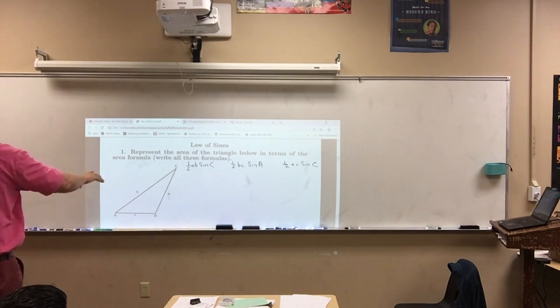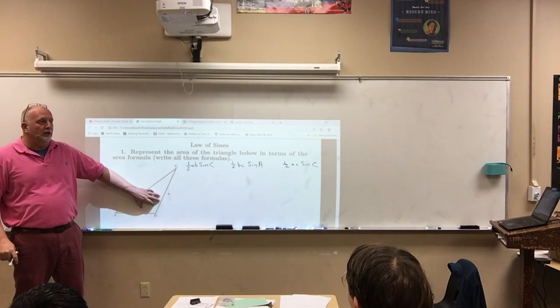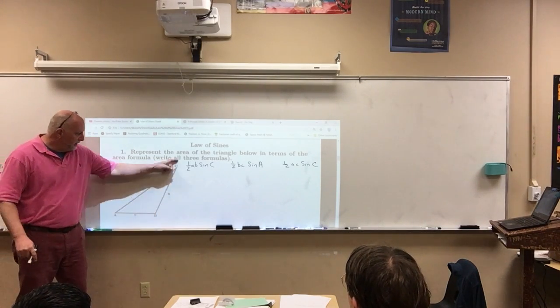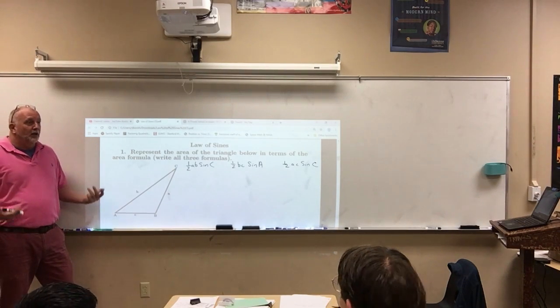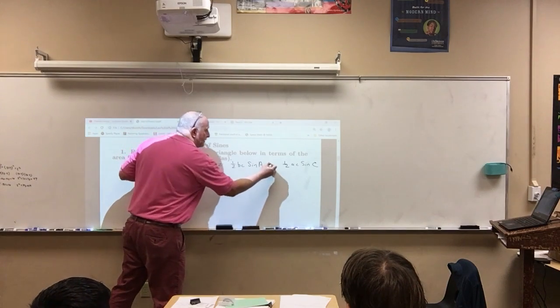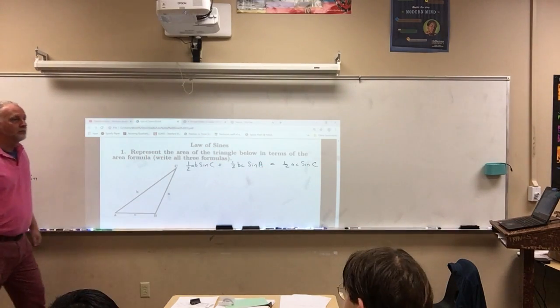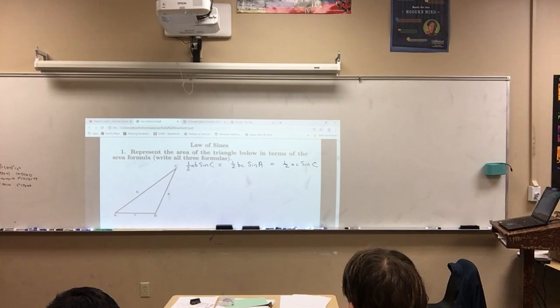What I say in geometry is area is area is area. However I approach this question, the area of this triangle isn't going to change, is it? It is what it is. So aren't all these three equal to each other, regardless of which angle I utilize?